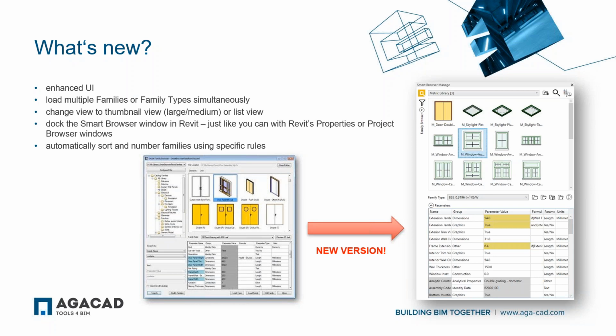Also, you will be able to load multiple families or family types in one go, change the view to a different size of thumbnail or list. Then also you will be able to dock the Smart Browser window in Revit, just like the Revit Properties or Project Browser windows. Also automatically sort and number families using specific rules. As I mentioned, we have the sort mark now, so that's what it's for.